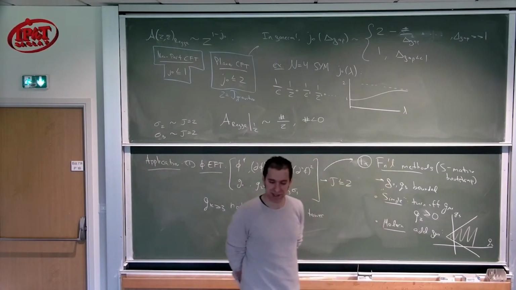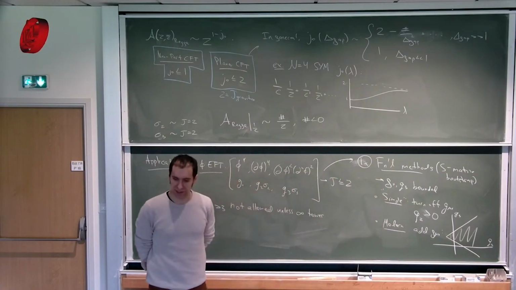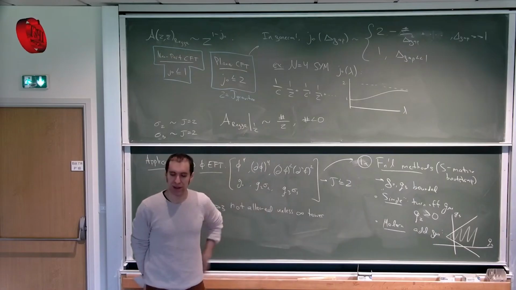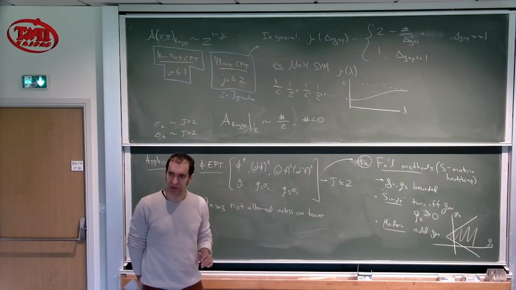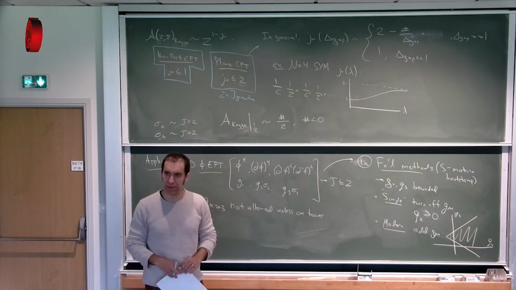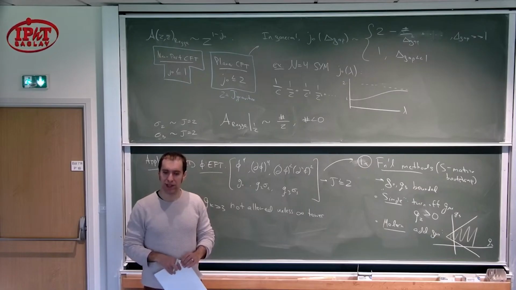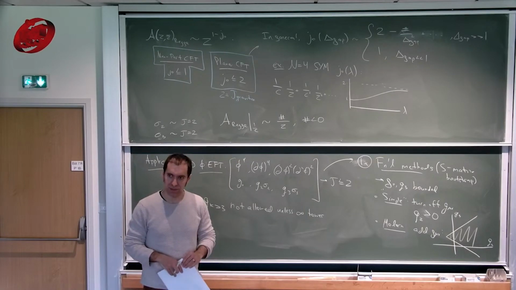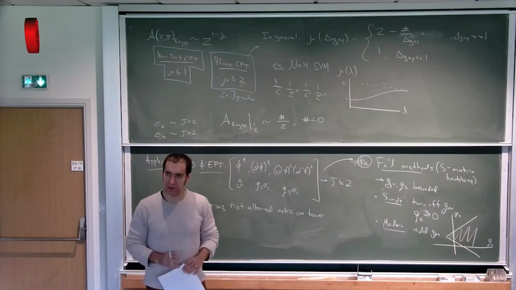And then once you buy into the point of view that the EFT is controlled by the higher spin gap scale, then you should write down all of the terms suppressed by higher and higher powers of 1 over delta gap. And if you want to get the answer in that limit, you can't truncate your bulk Lagrangian.